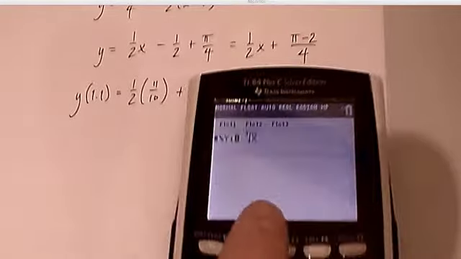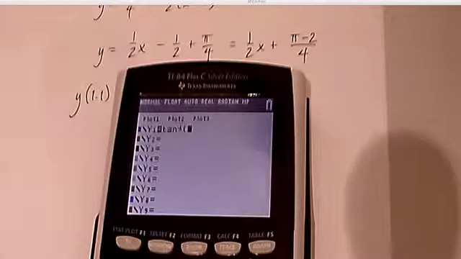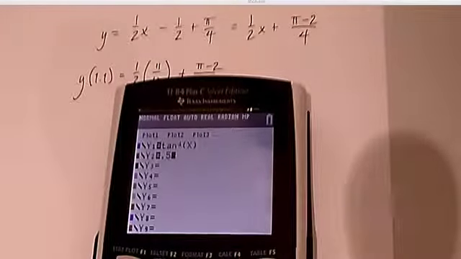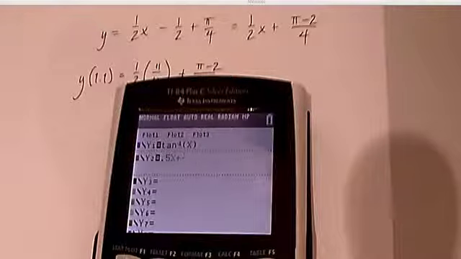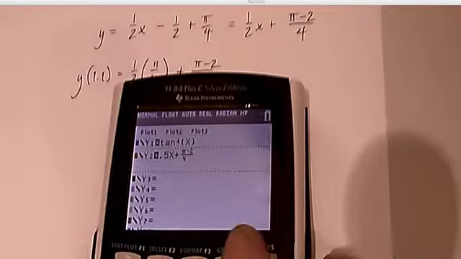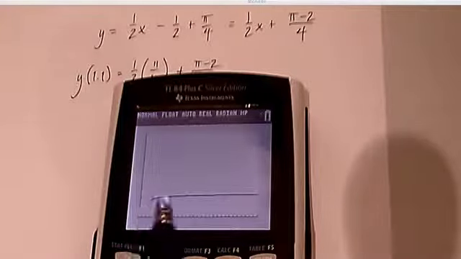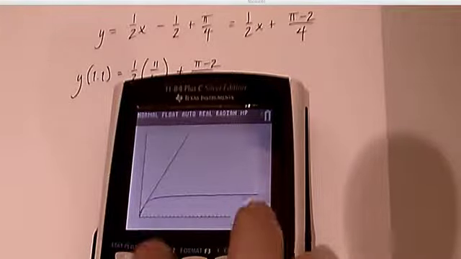Now, if we want to, we can go ahead and do inverse tan of x, and then, of course, 0.5x plus (pi minus 2) over 4, and then we'll go ahead and graph that. And there's the arctan, and remember, because it has that asymptote at pi over 2, it flattens out very, very fast. That is our tangent line right there.